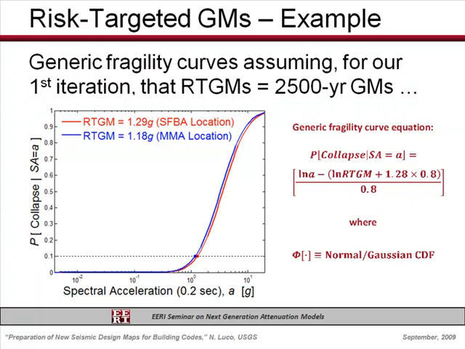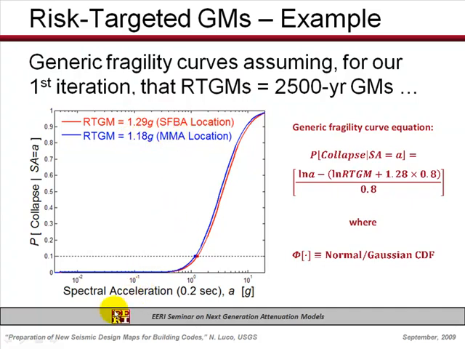So there's the hazard curve component of the risk-targeted ground motion calculation, and then the generic fragility curve component of it. In this first iteration of the calculation, in this example, we're going to assume that the risk-targeted ground motions are equal to the 2,500 year uniform hazard ground motions. So that's a place to start. For the San Francisco location, that 2,500 year ground motion is about 1.3 g, and about 1.2 g in this Memphis location.